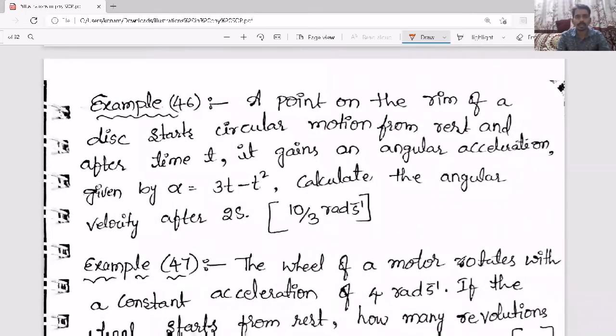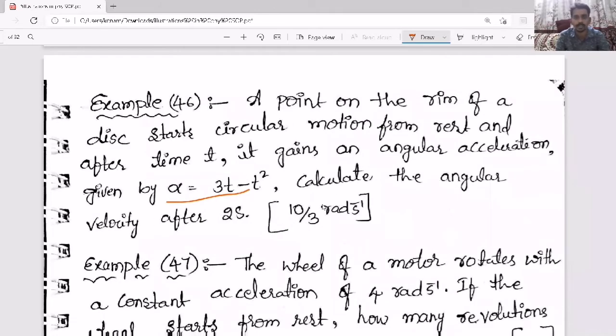Let's take one point. A point on the rim of a disc starts circular motion from rest, and after some time it gains an angular acceleration alpha, whose value they have given. Calculate the angular velocity. Alpha is nothing but d omega by dt. Then integration of d omega will become integration of alpha dt, from 0 to t, where the alpha value is already given.